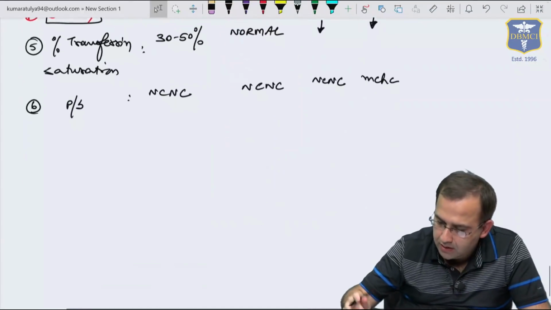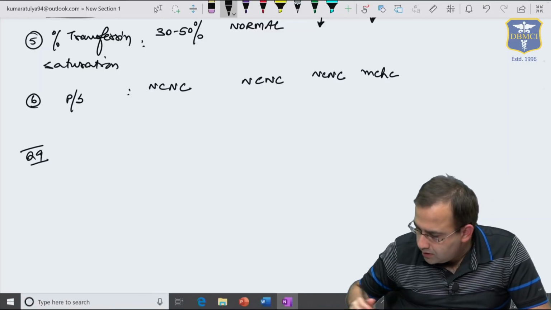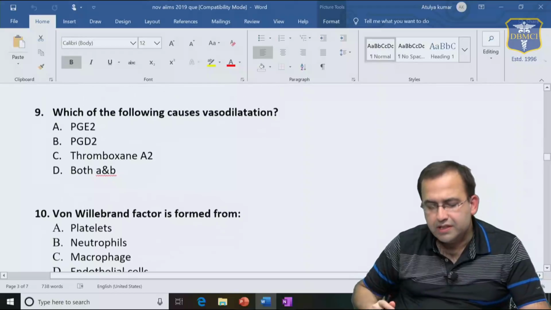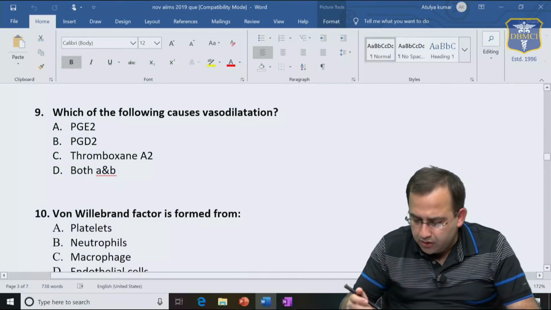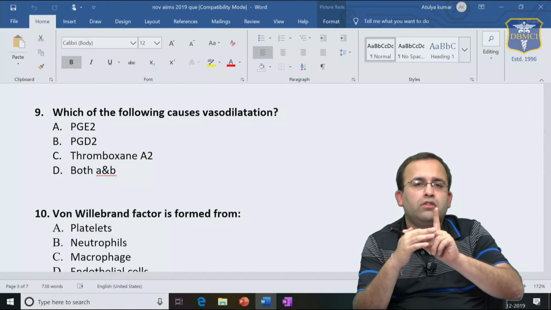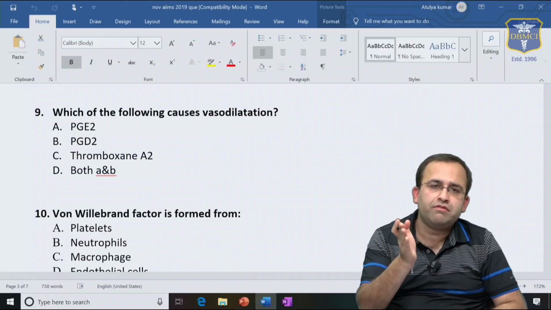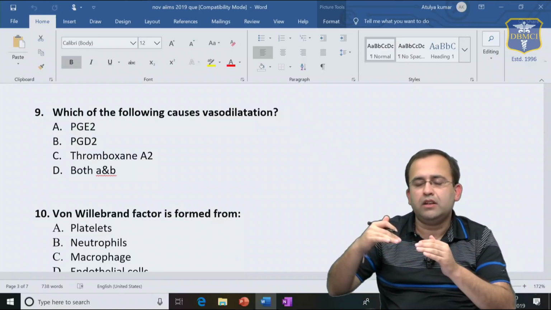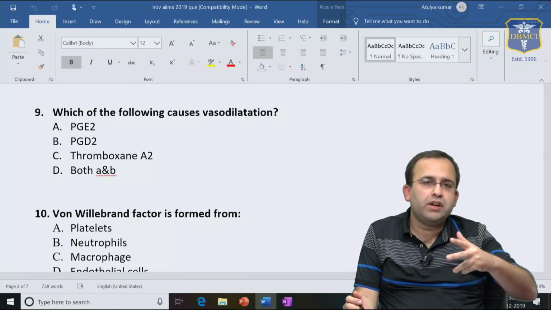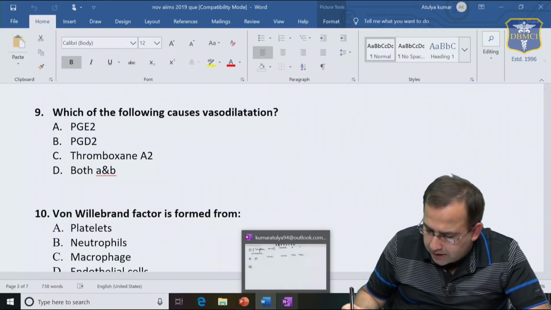Next, this gets us to our next question, that is question 9. Question 9. Which causes vasodilation? I need not discuss this. These are the arachidonic acid pathways. Thromboxane, the name tells you, causes thrombus formation. So it causes vasoconstriction and increases platelet aggregation, versus prostaglandin D2, which causes vasodilation and reduces platelet aggregation.